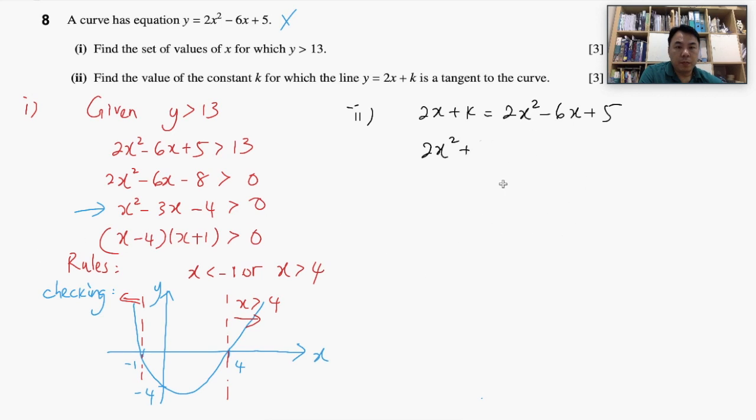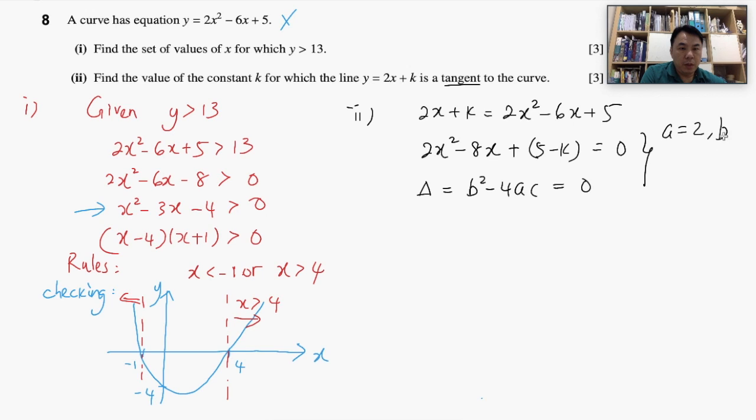We have 2x squared minus 8x plus 5 minus k is equal to 0. Because it is tangent, therefore the discriminant b squared minus 4ac must be equal to 0. Again, for safety precaution, we write down a is 2, b is negative 8, c is 5 minus k. Always check. So negative 8 squared minus 4 times 2 times 5 minus k is equal to 0.